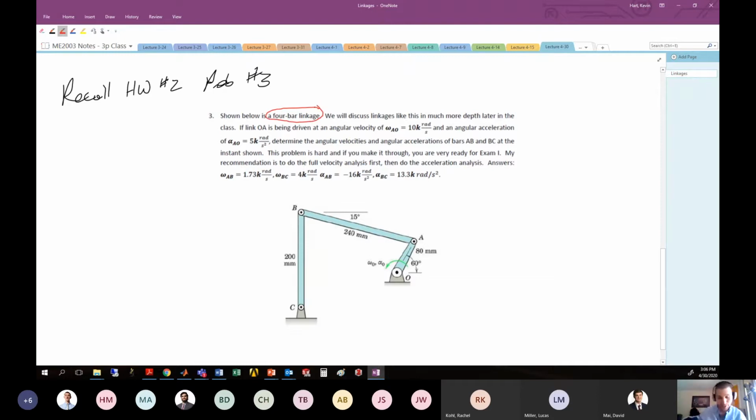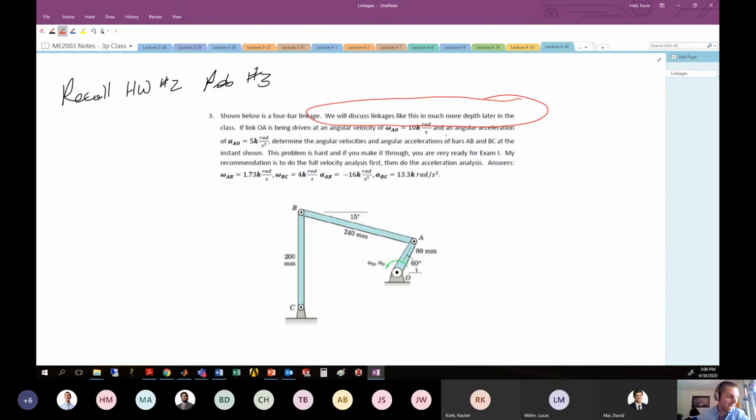You're going to say, oh, it only has 3 connecting links. Okay, yeah, that's true, but the general definition here is a 4-bar linkage, and I'll explain that in just a second. That's not a typo. And I write in this homework problem from homework number 2, we will discuss linkages like this in greater depth later in the class. That time is now. We're going to be discussing these in greater depth right now. So like the next week or so, we'll talk about these in a little bit more depth.